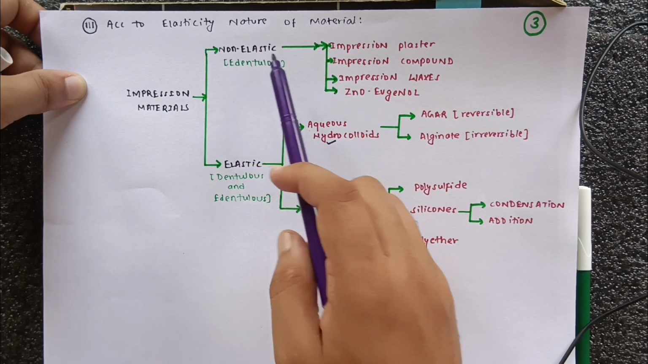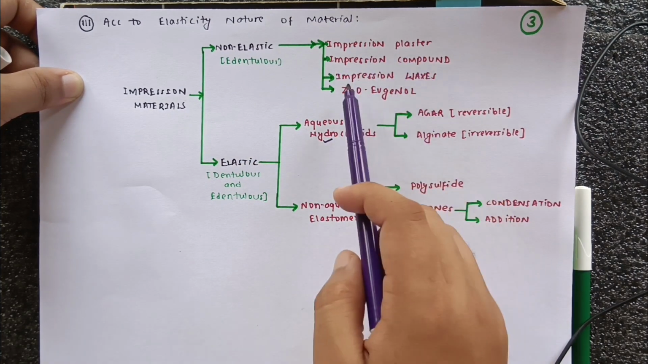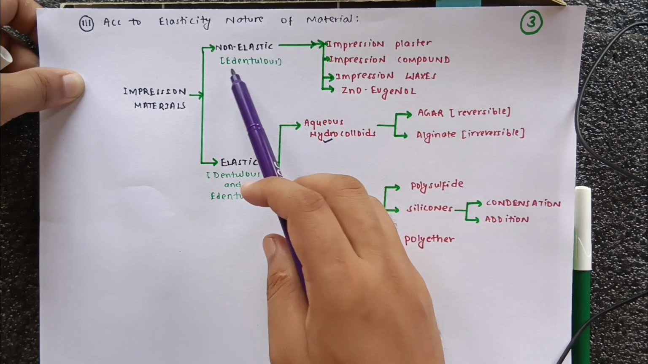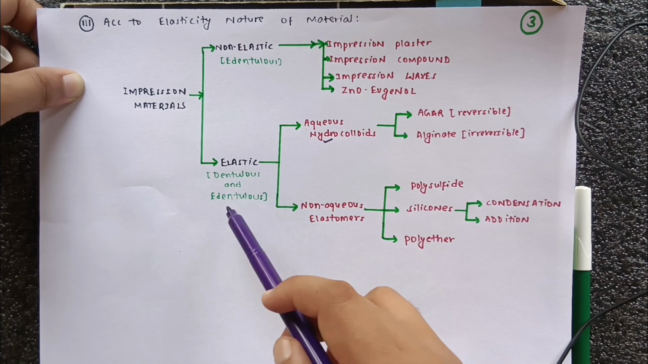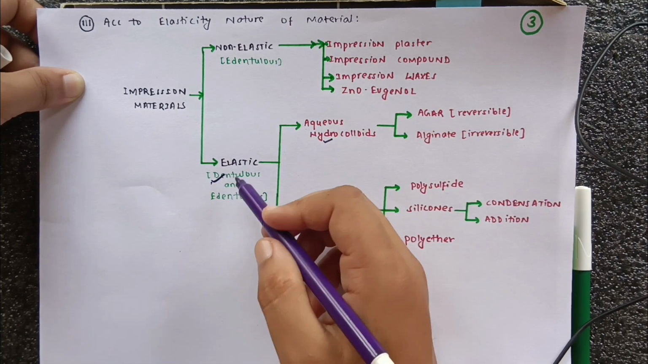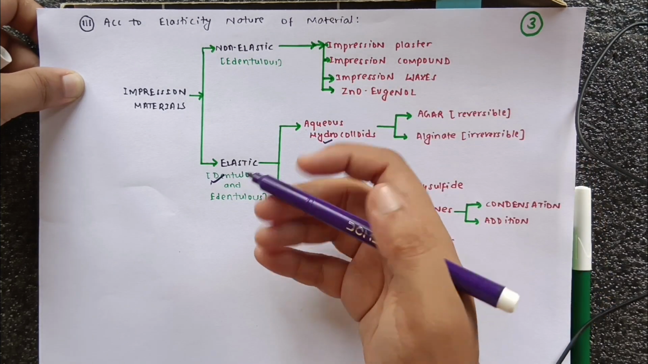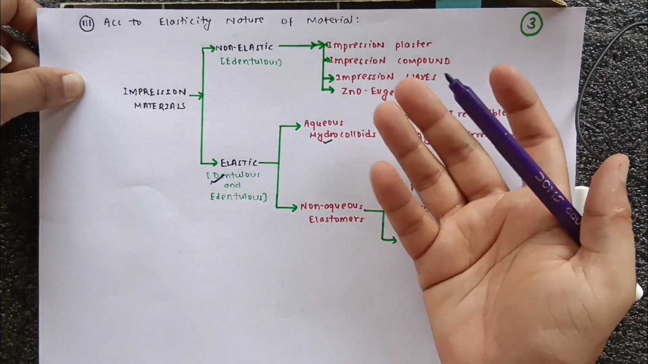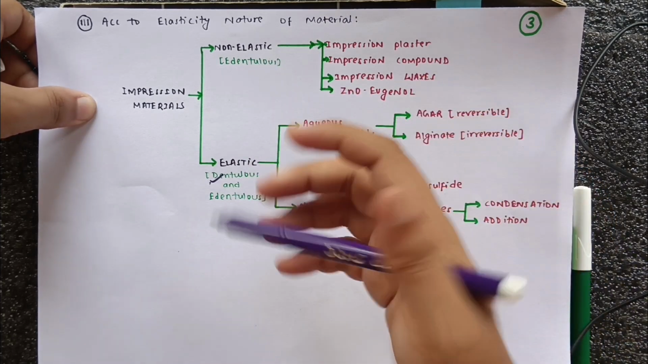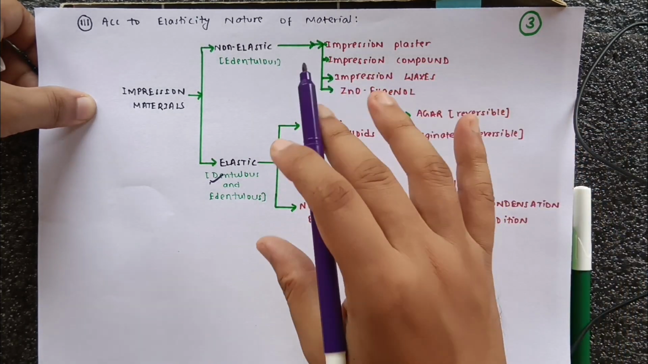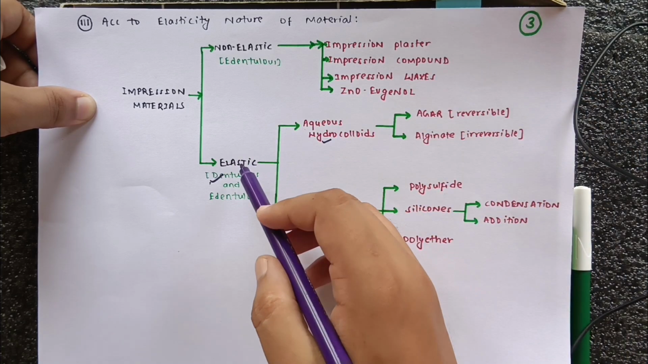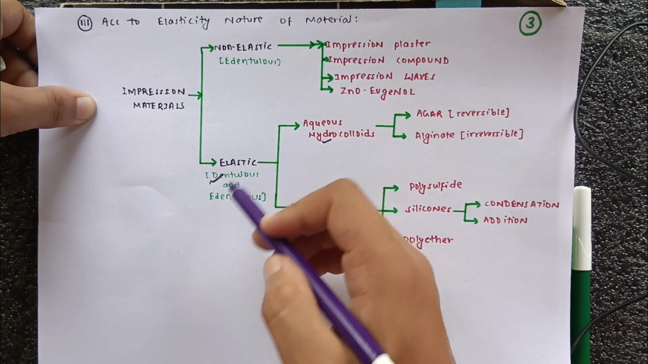Okay, so non-elastic ones are impression plaster, impression compound, impression waxes, zinc oxide eugenol. And previously, as I have told, non-elastic is used in the edentulous arch and elastic is used in the dentulous arch, and also edentulous. Mainly it is used in the dentulous, but it is also used in the edentulous. So elastic is used in the dentulous arch and non-elastic in the edentulous arch, but there is no sort of rule that we can only use elastic material on the dentulous. We can also use it in the edentulous.